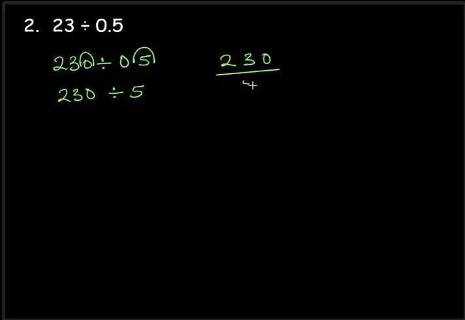230 all over 5. So 5 into 2, that will give us 0 remainder 2. 5 into 23, that will be 4 remainder 3. 5 into 30, this will give us 6. So our answer will be equal to 46.